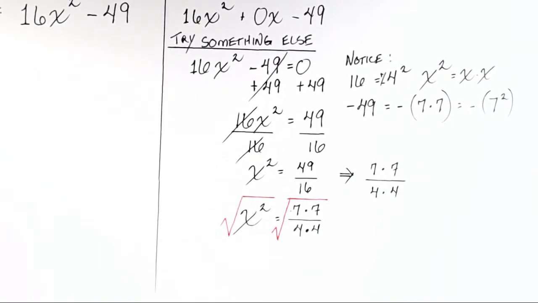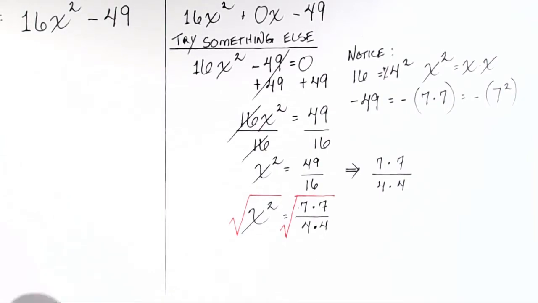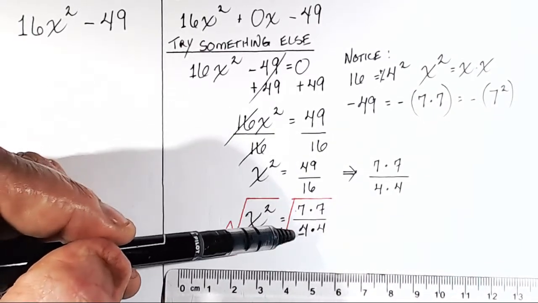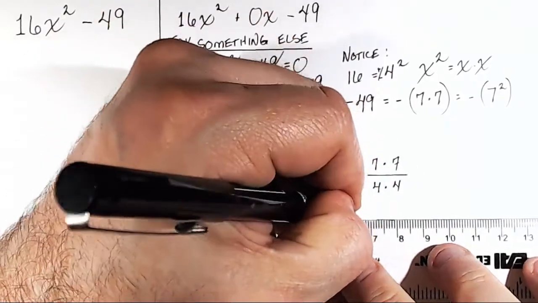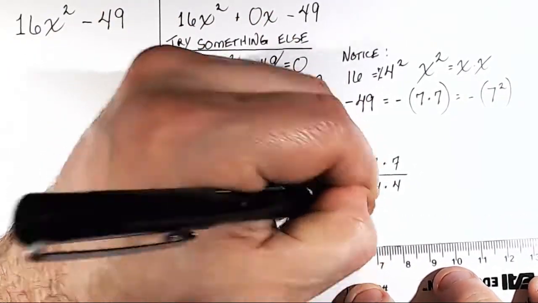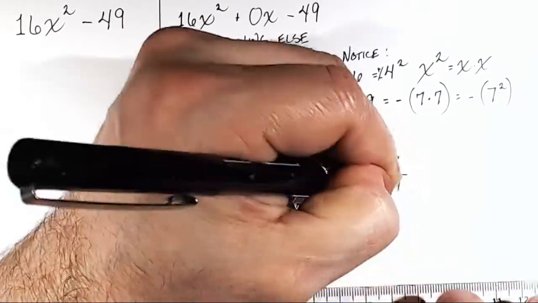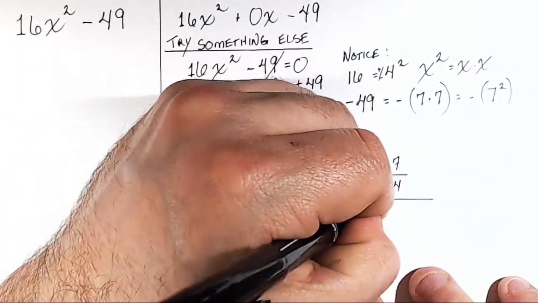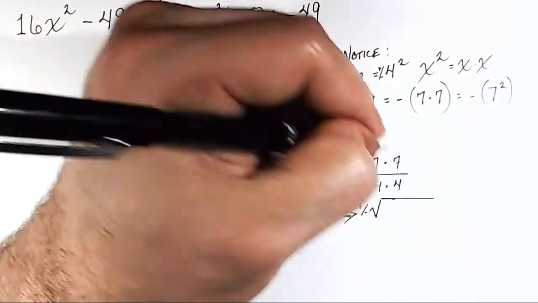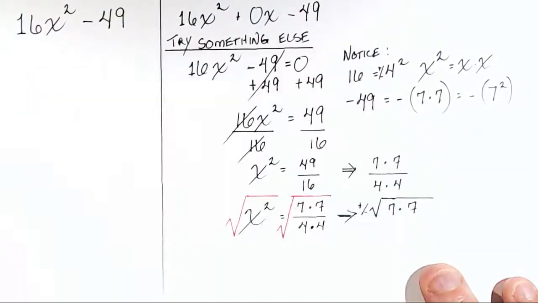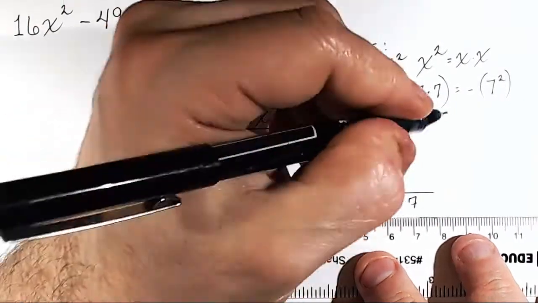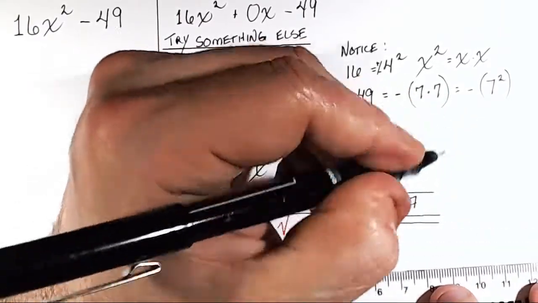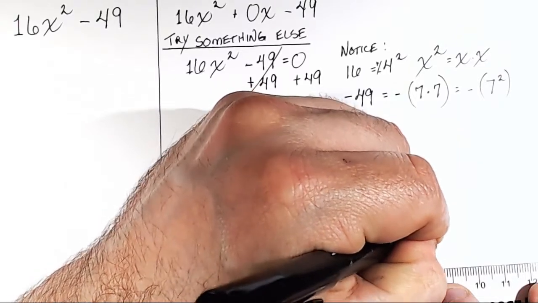And remember the rule of square roots. If I'm taking the square root of a rational expression, meaning a fraction, I can rewrite that as plus or minus the square root of the numerator, 7 times 7, divided by the square root of the denominator, 4 times 4.